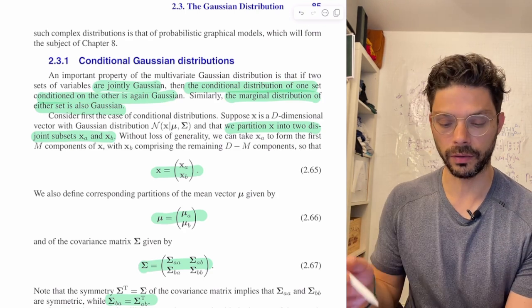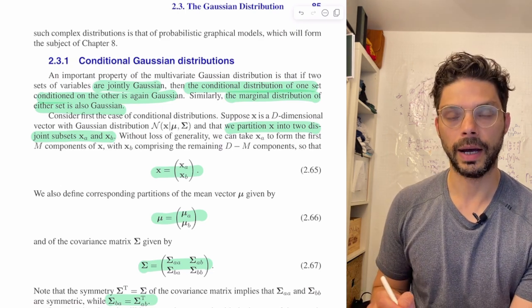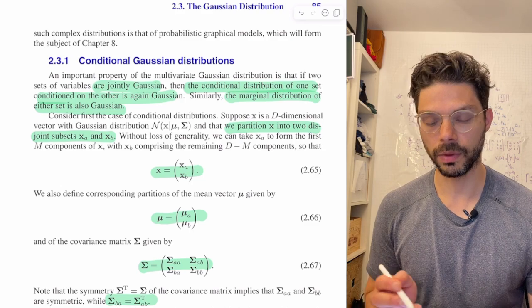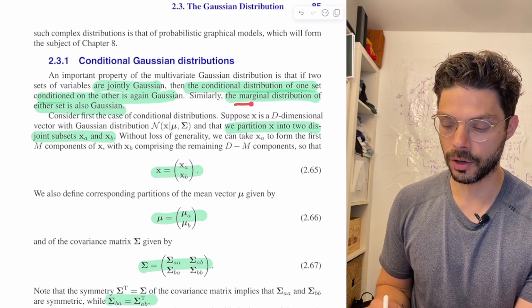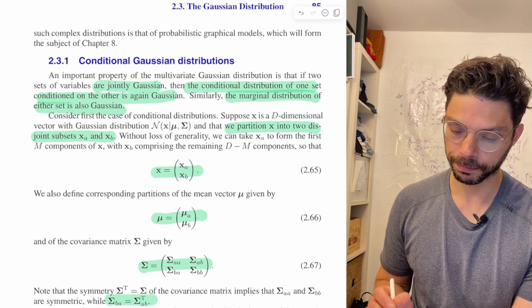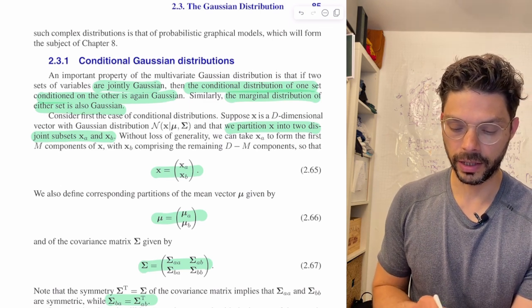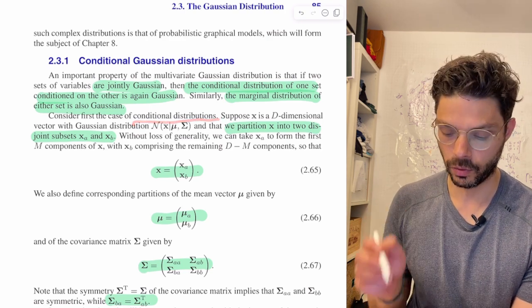So for now, just go through this. Make sure you know what's going on. Don't worry about memorizing it, and you'll get plenty of opportunities to work with it later on. Similarly, the marginal distribution of either set is also Gaussian. That's what we're going to talk about in the next section. In this particular section, we're going to be working on the conditional distribution.